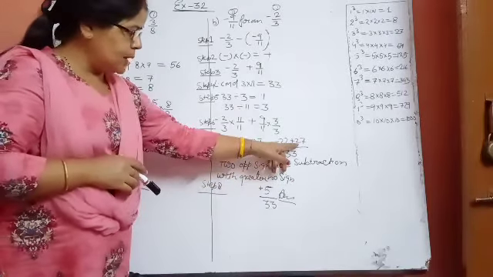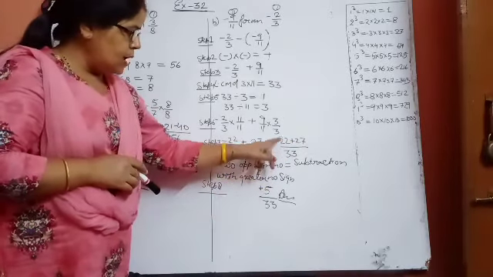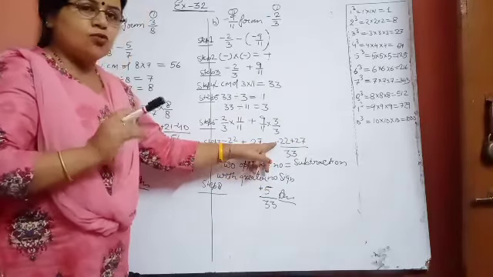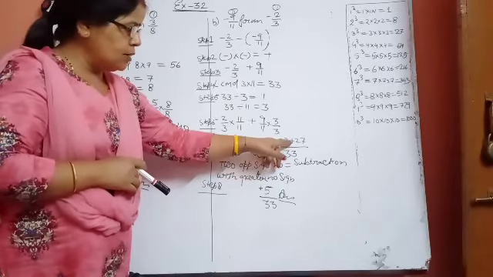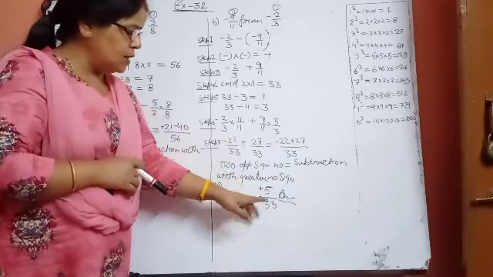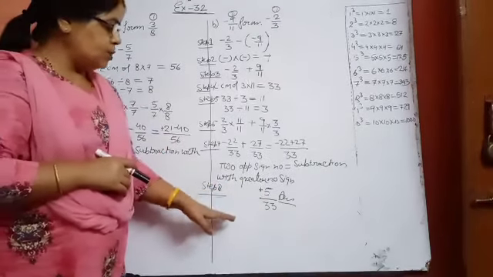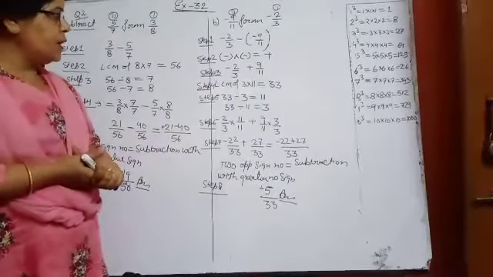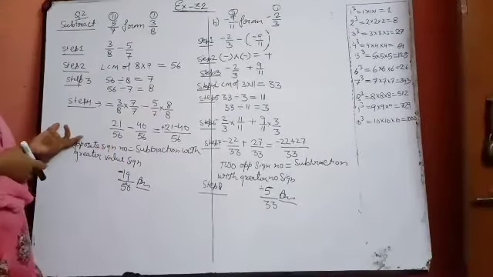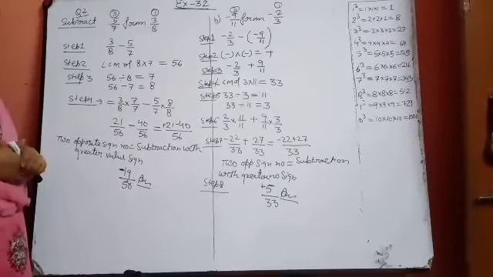So do subtraction. 27 minus 22, what will become? 5. And now the main problem students always have is what sign to put. So what is the greater sign? Plus. So plus 5 upon 33 will come, and it will be equal to 5 upon 33. So in this way, up to here you complete the rest of the parts of question number 1 or the rest of the parts of question number 2.